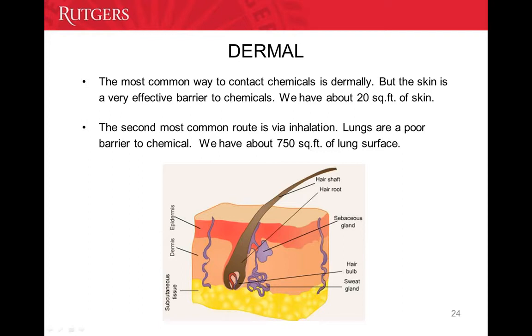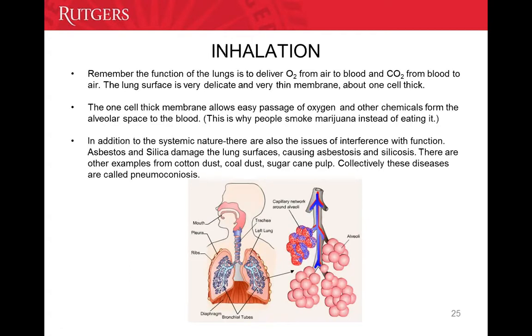The second most common way to have exposure, of course, is via inhalation. And while the skin is an effective barrier for exposure, the lungs are a particularly poor barrier. If you were to go in and take your lung and stretch it and look at all the surface area, it's about 750 square feet of lung surface. So it's an enormous amount of lung surface.